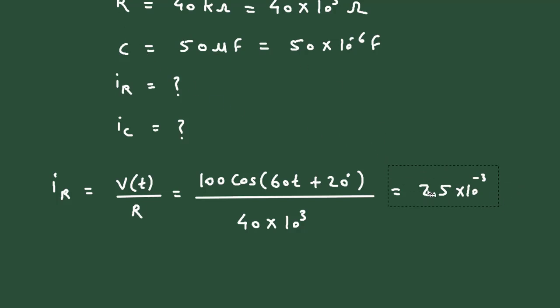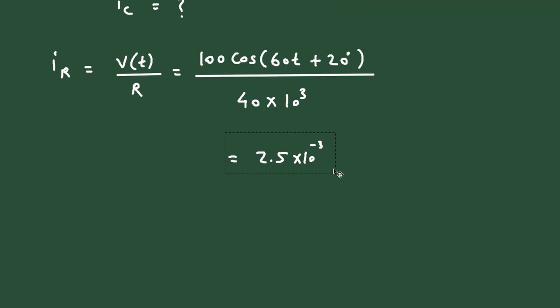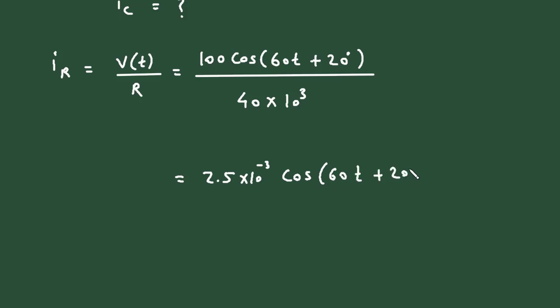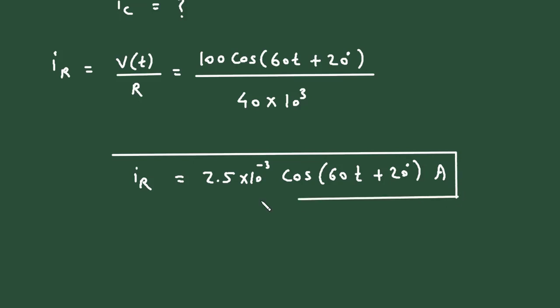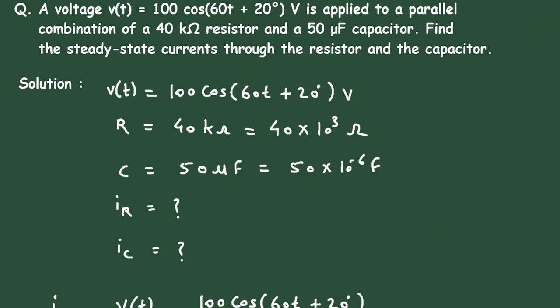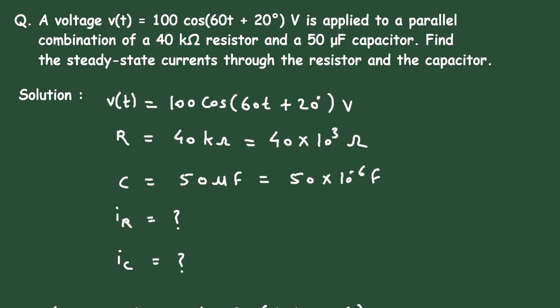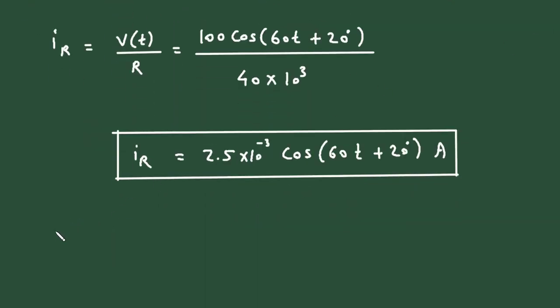Let's write this value here. Then cos(60t + 20°), and since it is IR, so its unit will be ampere. Then next is we have to find the value of current through capacitor. That means we have to find IC.